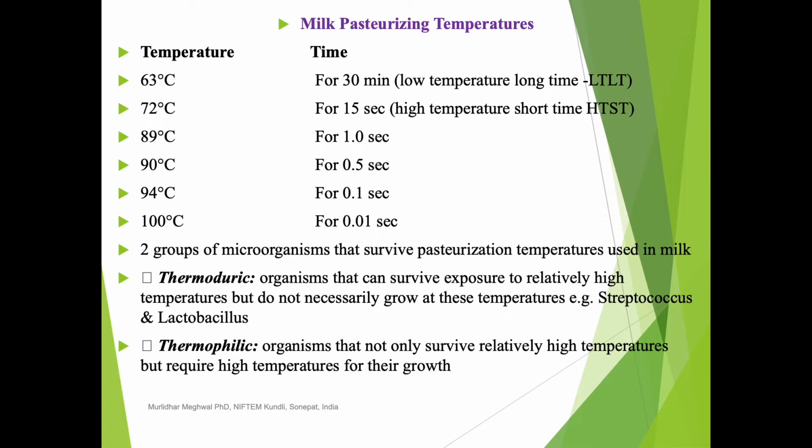There are two groups of microorganisms that survive the pasteurization temperature used in milk: thermoduric and thermophilic. Thermoduric organisms can survive exposure to relatively high temperature but do not necessarily grow at these temperatures. Examples: Streptococcus, Lactobacillus. Then there are thermophilic organisms that not only survive relatively high temperature but require high temperature for their growth.